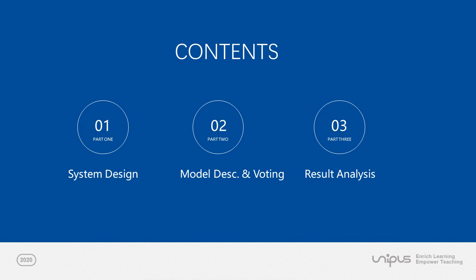My report will be conducted in 3 steps. First, I'll introduce how we design our system. In the second step, we'll discuss how to implement the models required by our system. Since we have a total of 3 types of models, we need to integrate the results. So, we choose a voting strategy. Finally, we will analyze the results.